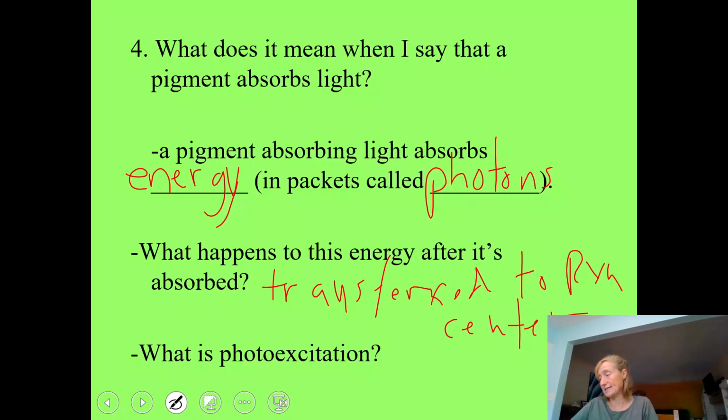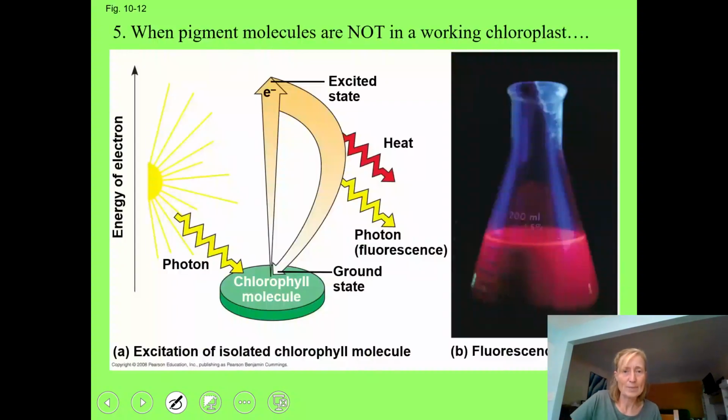That's called photoexcitation, right? Photoexcitation is when electrons are moved to a higher energy orbital or a higher energy level because of the light energy that's been absorbed. What happens to those high energy electrons? Well, when you put pigment molecules outside of a working chloroplast, so if you take, say, spinach and crunch it all up and put it in some alcohol, it'll start showing this really weird bright red color.